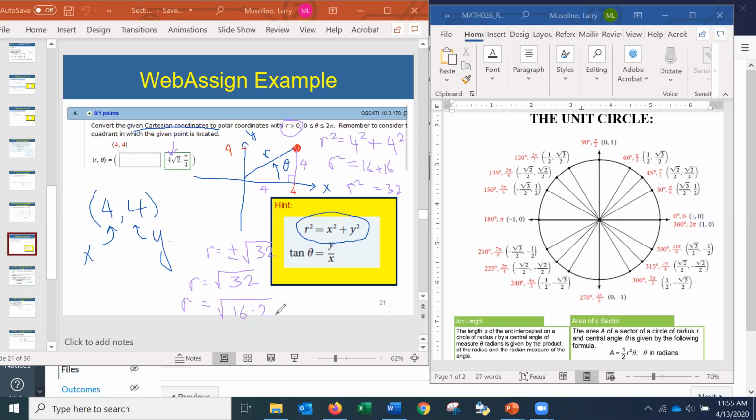So by rewriting 32 as the multiplication of 16 times 2, I'm now allowed to break this up into two separate square roots. So I'm allowed to rewrite this as the square root of 16 times the square root of 2. But of course, the square root of 16 is 4. So I'm ending up with r equals 4 square root of 2. So I know this distance is 4 square root of 2.